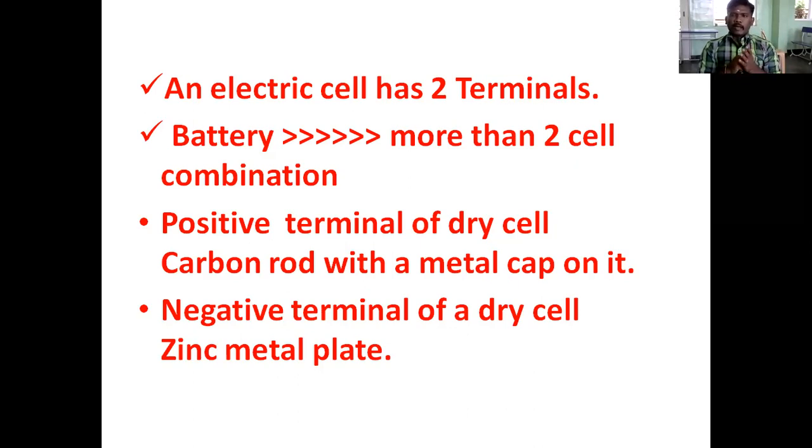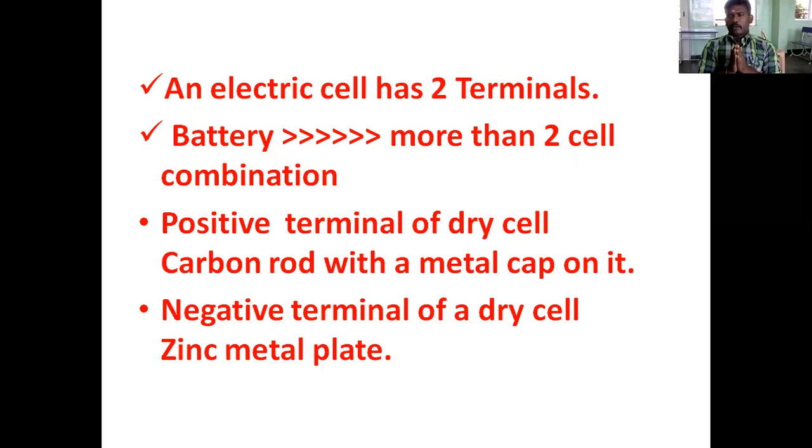And what is a series and what is a parallel combination? I will display the picture in the next slide. Now you just need to know how to build a battery. A single battery is nothing but a group of cells in different combinations. More than two cells connected in a combination is called a battery. That's all.